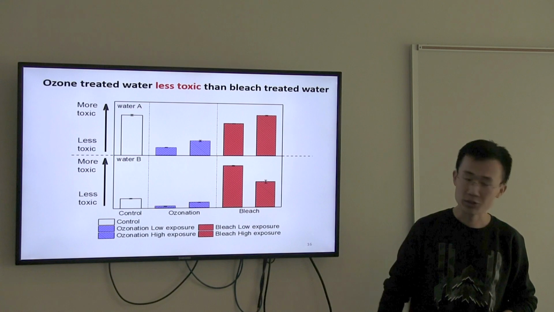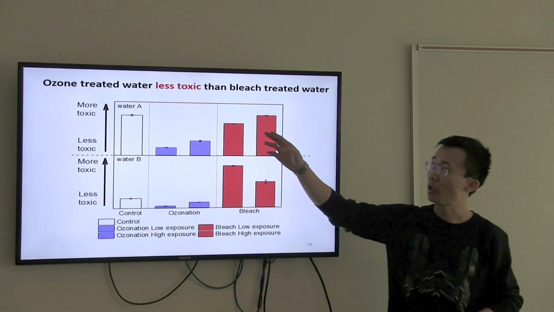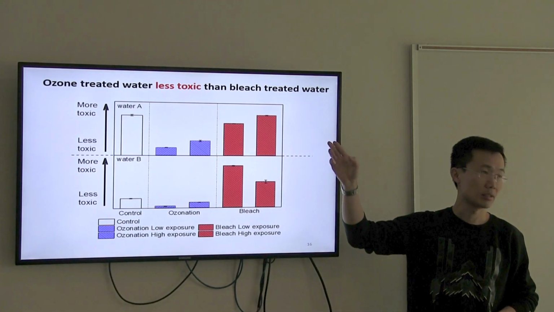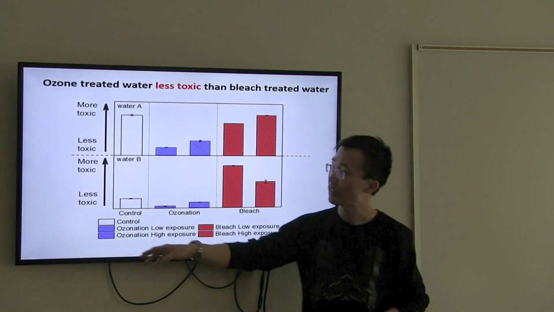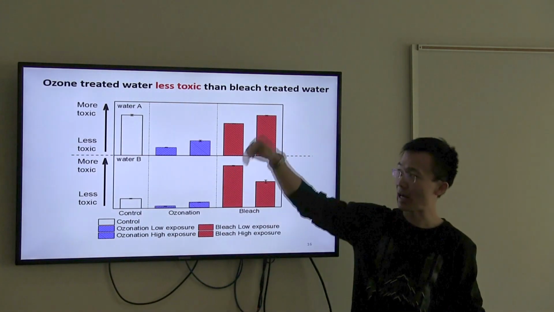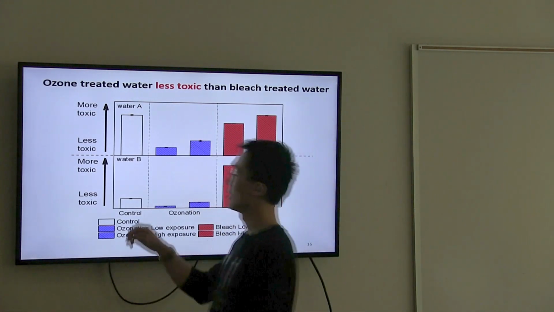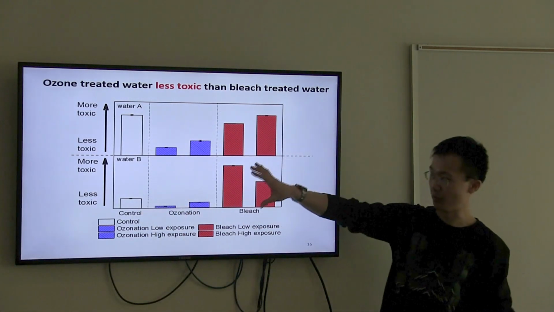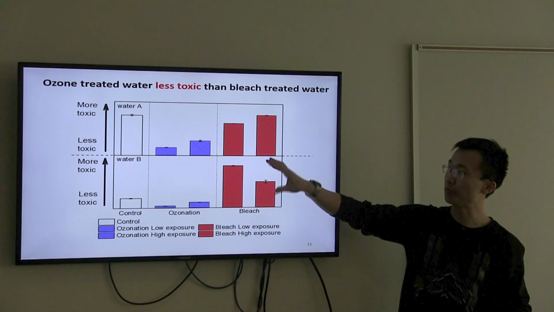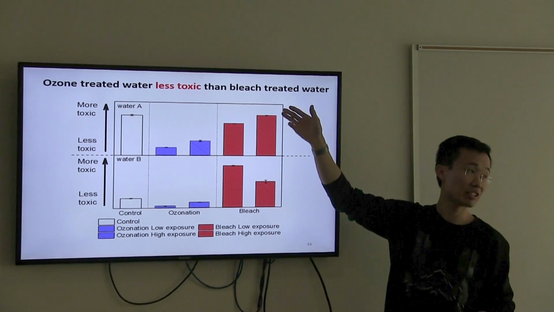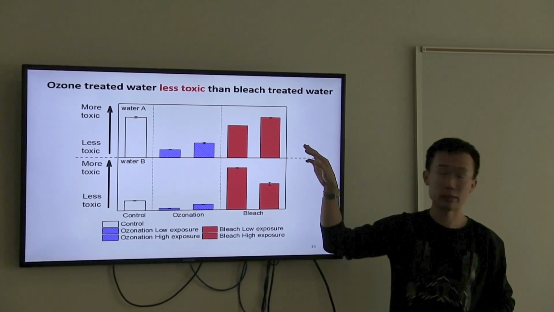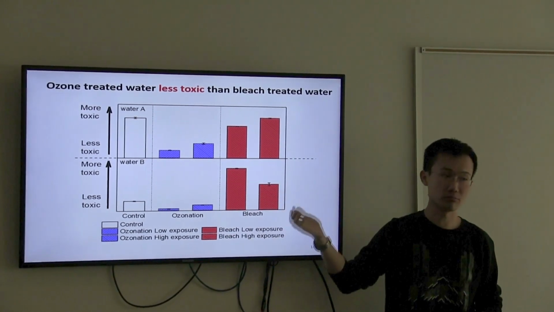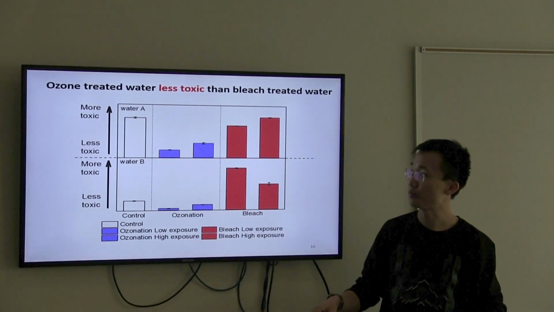What we saw was that ozone-treated water was actually less toxic than the bleach-treated water here. If you look at the vertical axis, for the top panel and the same for the bottom panel, the higher you go, the more toxic it is. The top panel is one source of hydroponic water, and the bottom panel is another source of water.